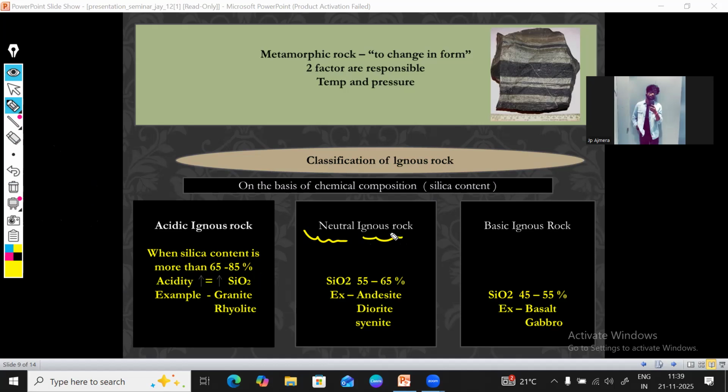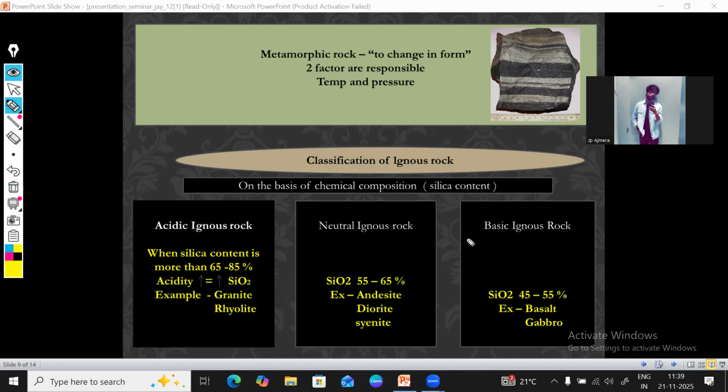Neutral igneous rocks are igneous rocks which contain silica content of about 55 to 65%. And there are three examples of neutral igneous rock: andesite, the second one is diorite, and the third one is syenite. I hope it's clear to you. Let's move to the next one.